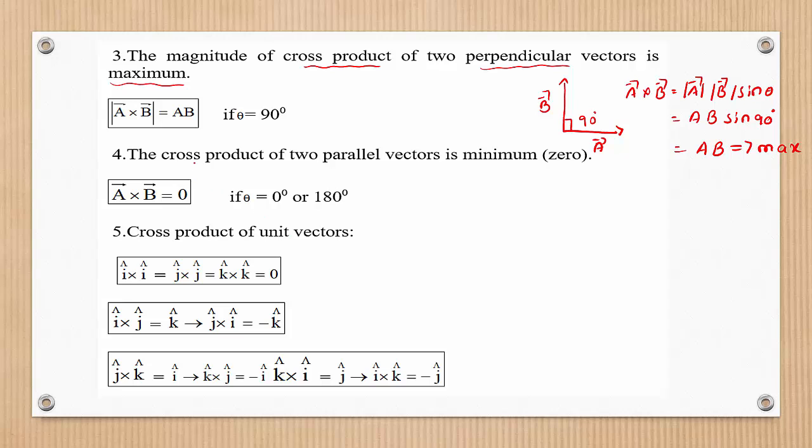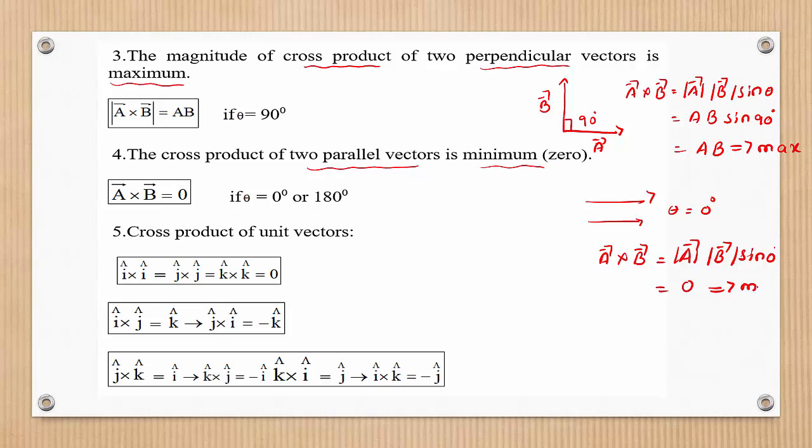Then the fourth property: the cross product of two parallel vectors is minimum, that is 0. When two vectors are parallel, the angle between them is 0 degrees. Substitute here. So we will get vector A cross vector B is equal to mod of vector A, mod of vector B into sine 0. Sine 0 is 0, and 0 into anything will be 0. That gives the minimum value. When two vectors are perpendicular, it is maximum. When two vectors are parallel, the cross product is minimum.